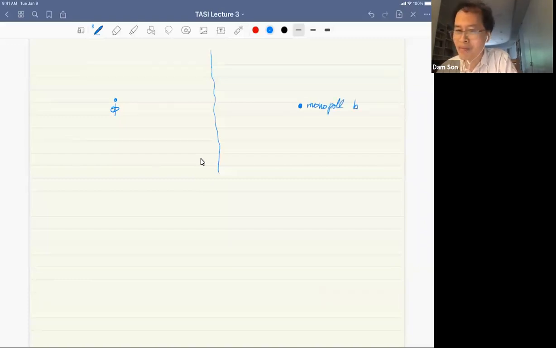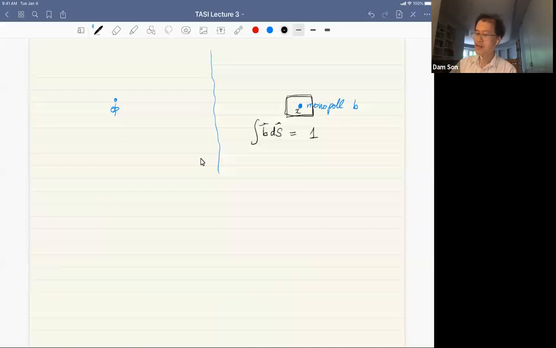That means that now, we take the integral of B over a small surface surrounding it, a surface integral. It's going to be equal to roughly 1 at the point x. And here you annihilate phi again, and then you have another anti-monopole.